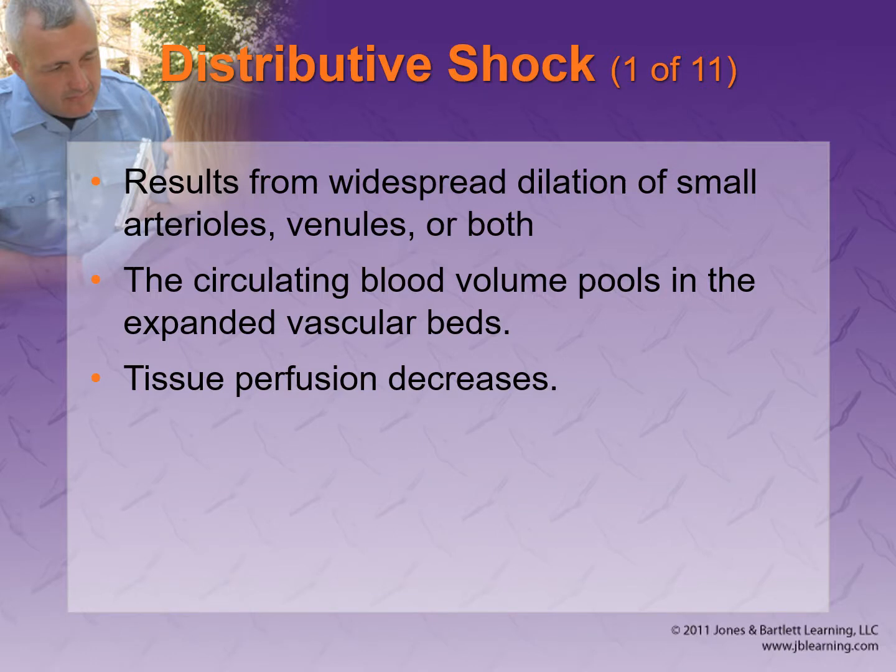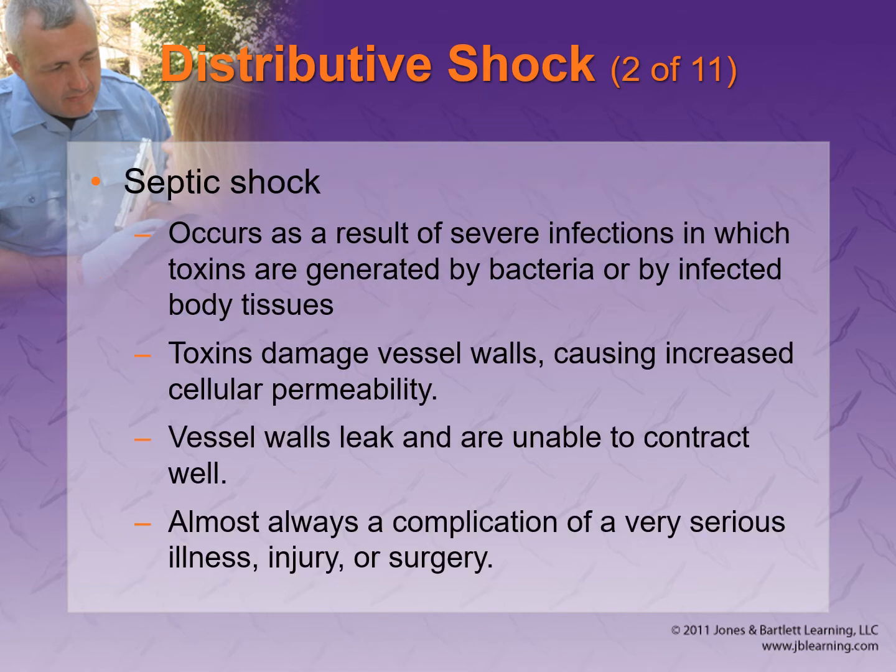So this was a little bit more of a generalized term. This is that widespread dilation of those small arterioles and venules. And so all of a sudden there's a lot more room for the blood to occupy, and it occupies that space. And now there's less circulating blood. So an example of distributive shock would be septic shock. Luckily, the name helps us out a little bit. Septic, as in sepsis, as in severe infection.